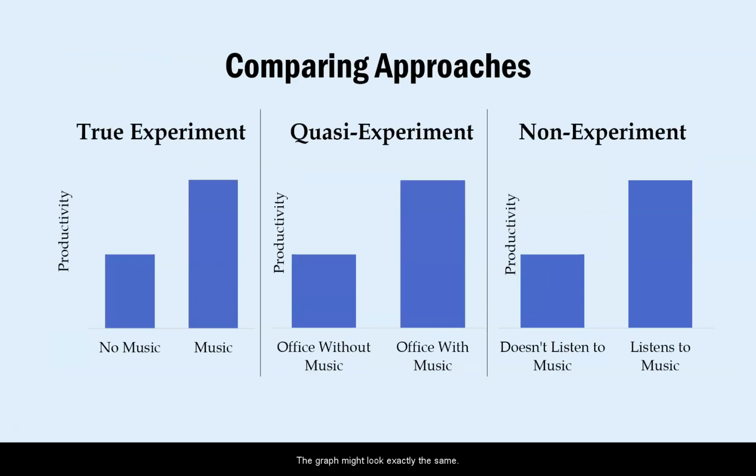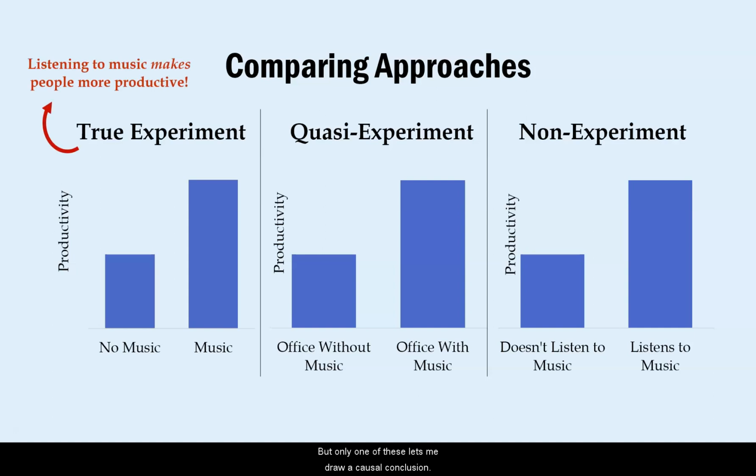The graph might look exactly the same. That's kind of the point here, that I could take either of these three approaches and I could come up with a conclusion that kind of seems the same every time. But only one of these lets me draw a causal conclusion. That true experiment, that's the one that I get to say, listening to music makes people more productive. Because I have no other explanation for why those two bars are different except for the fact that I made at random some people listen to music and others not. So I can feel pretty sure that that in general is something I can bring to other offices and implement.